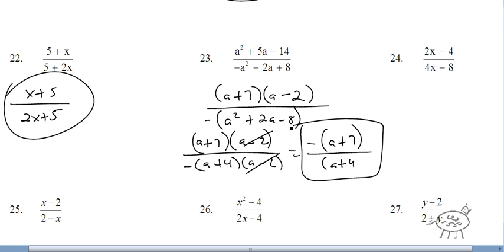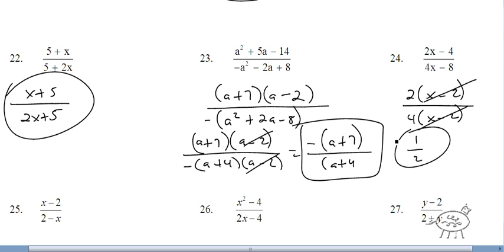That's it. Okay, next one, I'm going to factor out a 2, and on the bottom, I'm going to factor out a 4. Okay, that cancels, and 2/4 is 1/2. Alright, not too bad.